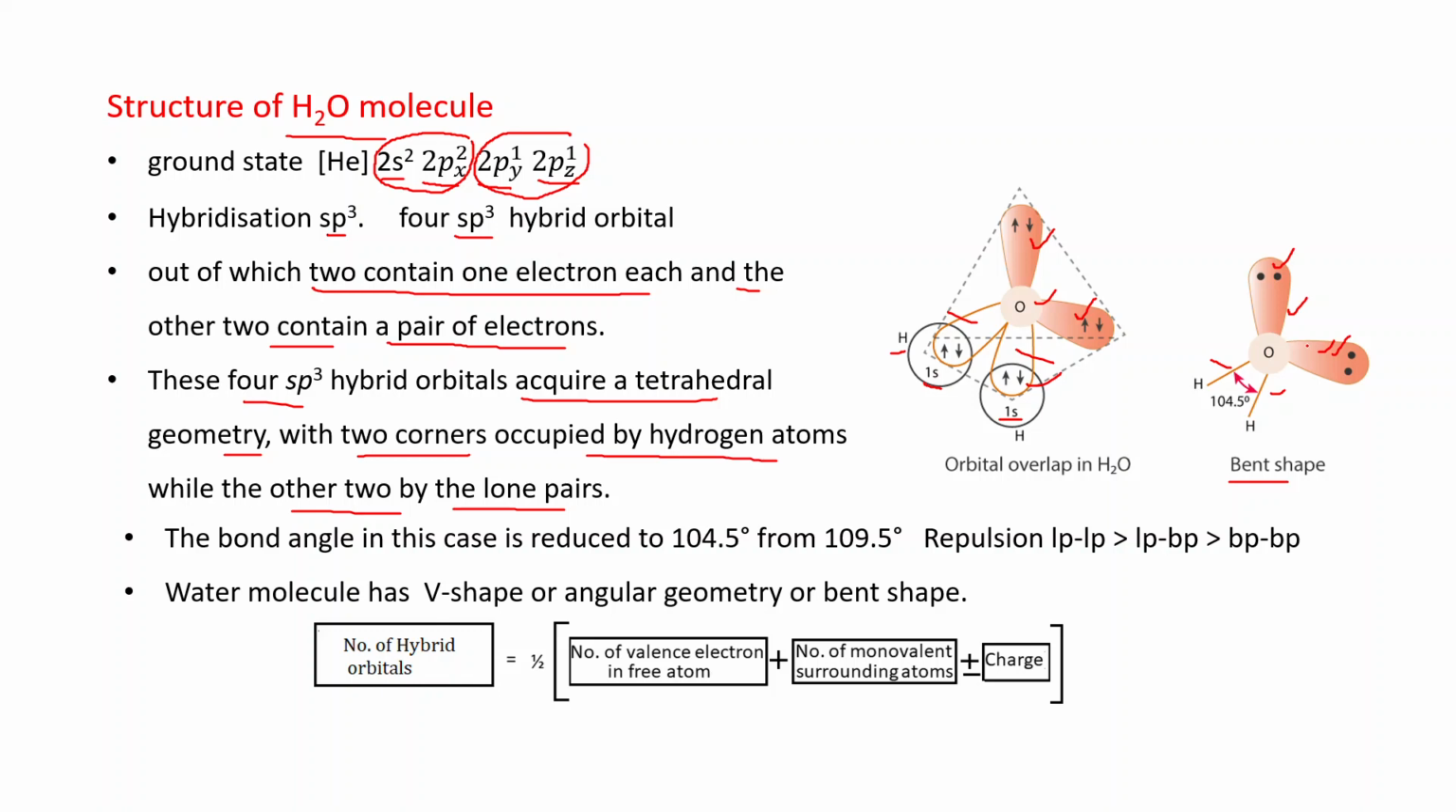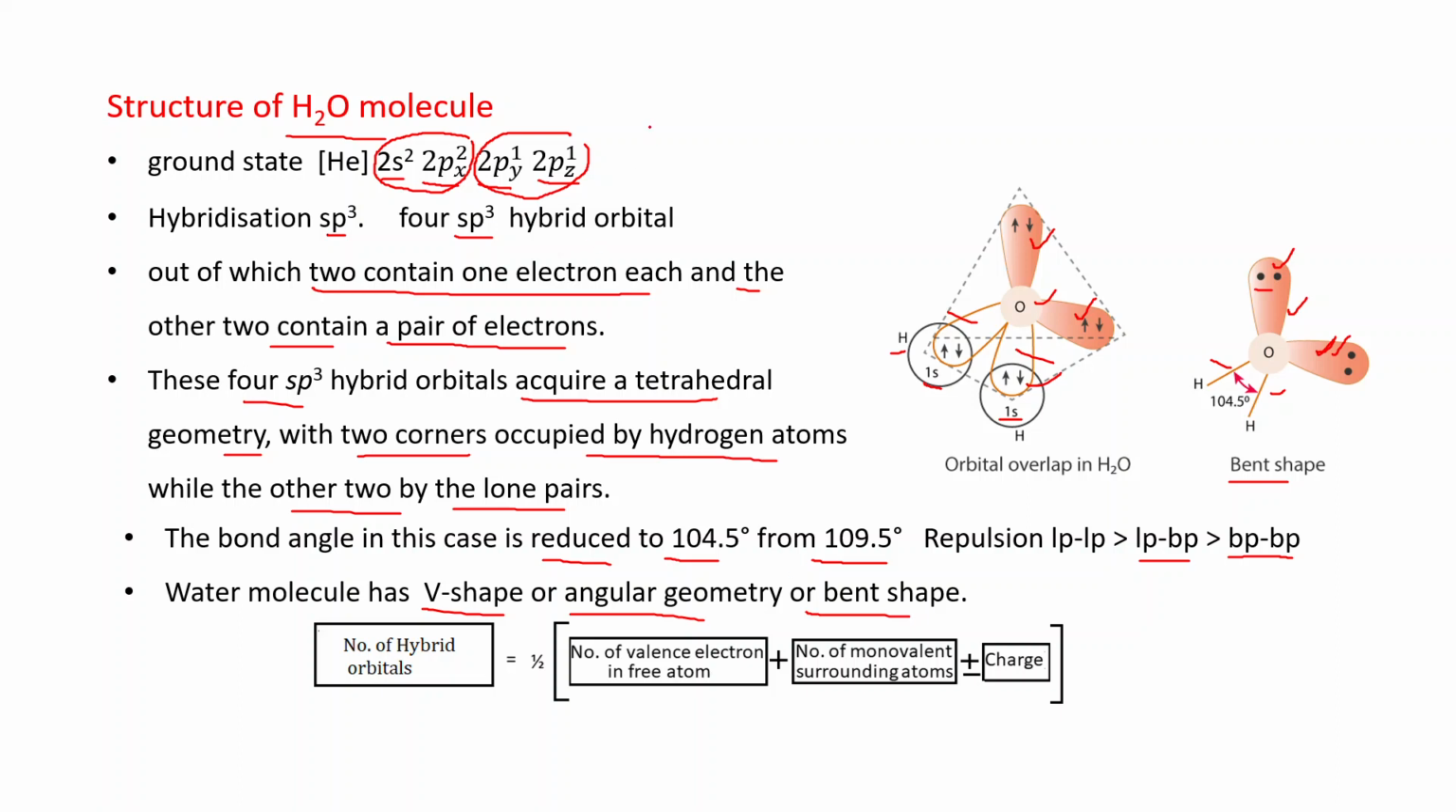Again the bond angle is smaller than the normal tetrahedral bond angle. Why? Because in this case there are two lone pairs of electrons. That's why lone pair-lone pair repulsion is greater than lone pair-bond pair repulsion, and that is greater than bond pair-bond pair repulsion. That's why the bond angle is reduced to 104.5 degrees from 109.5 degrees. And the water molecule has a V shape or angular geometry or bent shape.